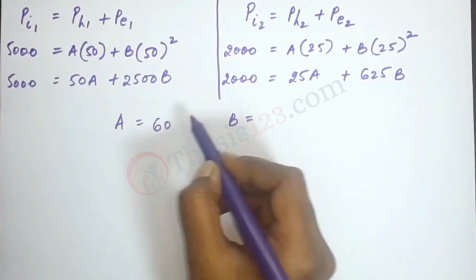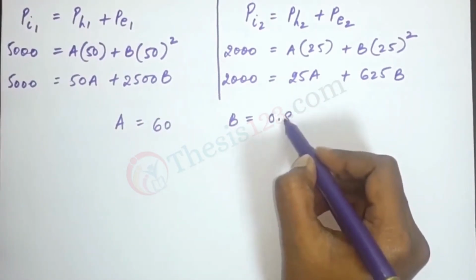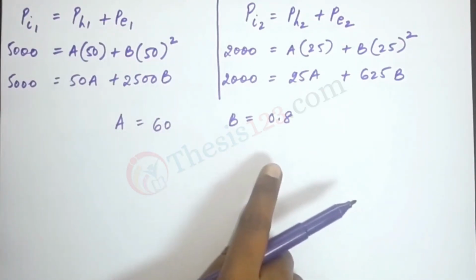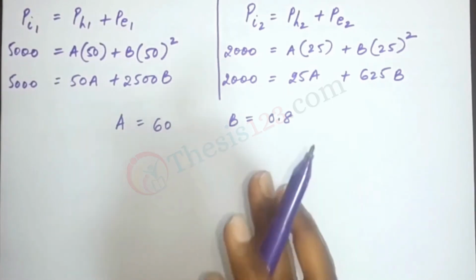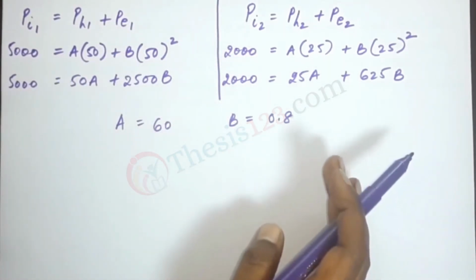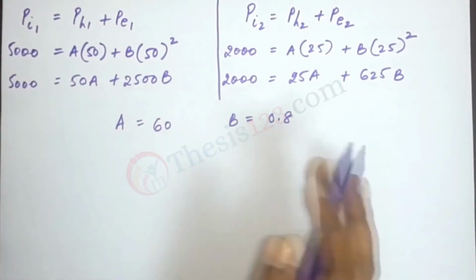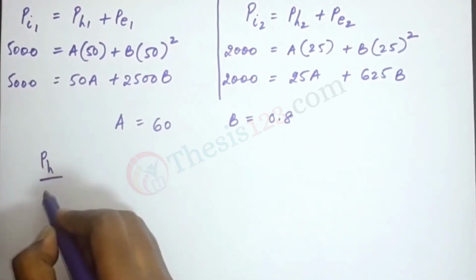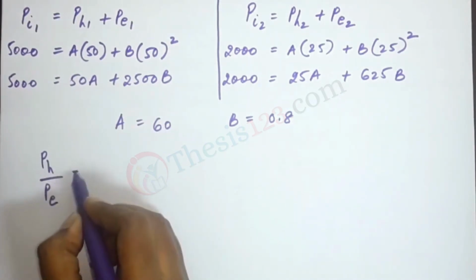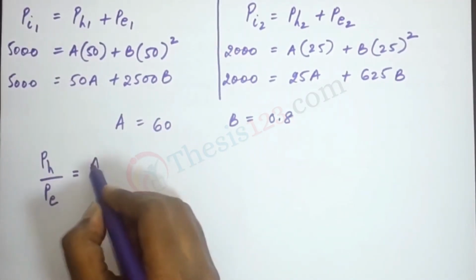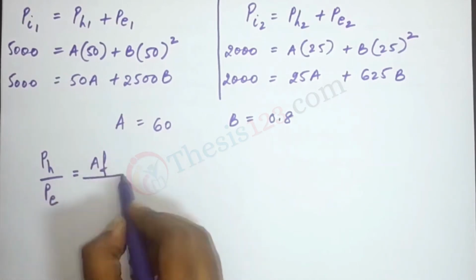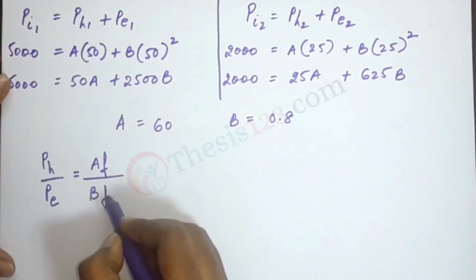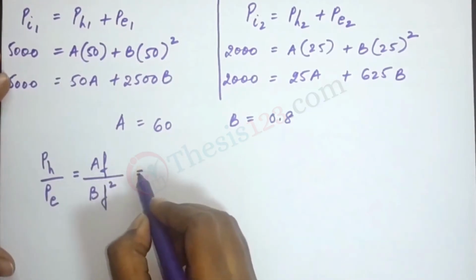So the value of A is 60 and the value of B is 0.8. You can solve it and check the values. A is 60 and B is 0.8. Now because our V by F ratios are the same, the values of A and B are also constant. So the ratio of PH by PE will also be the same. Now PH by PE is AF divided by BF square.